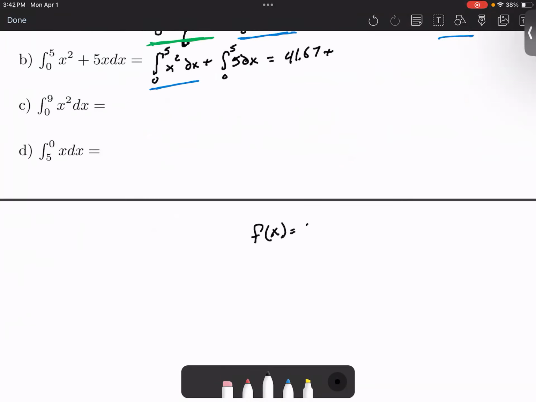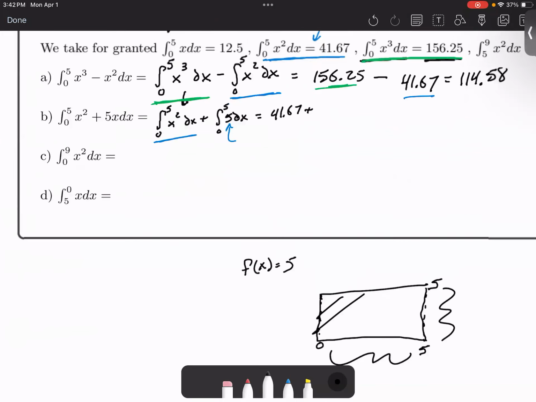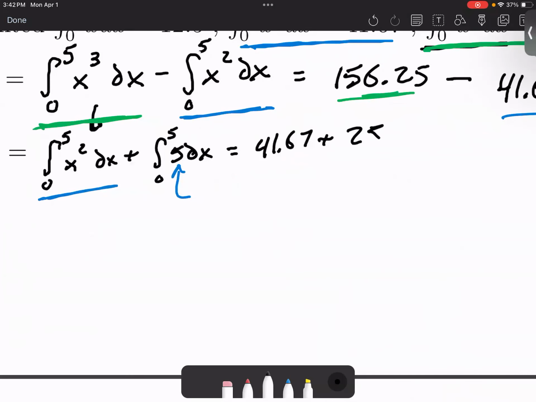If the function is always equal to 5, that's what we have here, just the constant 5, and we want to find the area underneath that between 0 and 5. This is just a rectangle with a base of 5 and a height of 5. So it should be 25. And that's the area underneath that function. So adding these two together, we get 66.67.